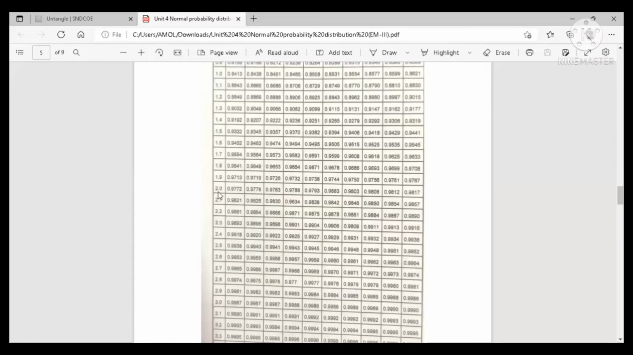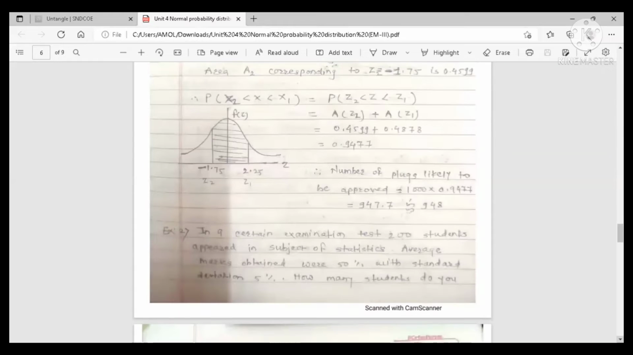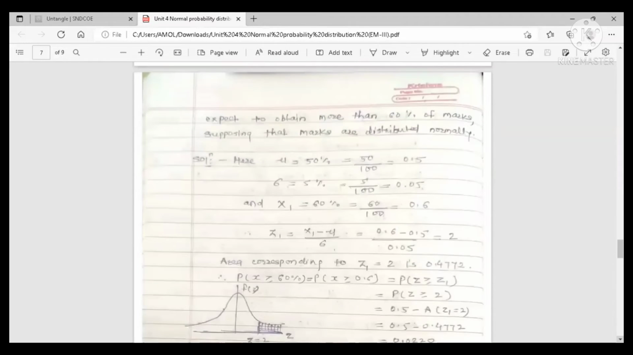This is the area. You subtract 0.5 from this 0.9772. Every time we subtract 0.5 from the value, because it is the table, we have to subtract 0.5 every time. So subtract 0.5 from 0.9772, and then you will get the area of z1 equal to 2. So this is the area here.